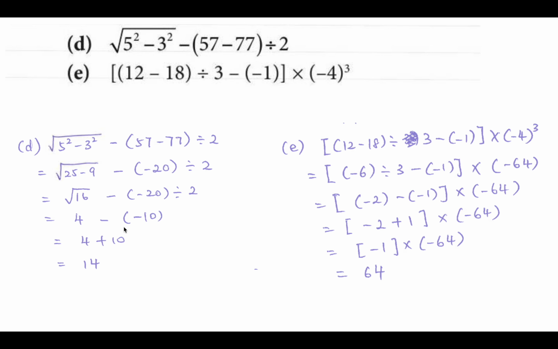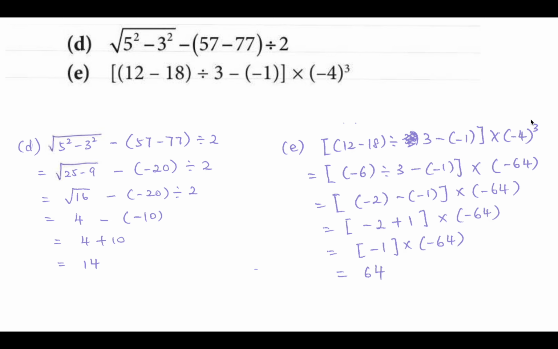So the last operation is a subtraction. So 4 minus negative 10 is the same as 4 plus 10, which gives us 14. Now part E, this time round we have nested brackets. So we sort out the internal brackets first, right? So the first thing we do is sort out the 12 minus 18. So 12 minus 18 gives us negative 6.